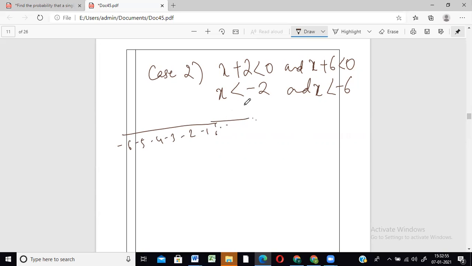So what are they telling you? x is less than -2. So it has to be less than -2, so all of this, and it is also less than minus 6. From here also it is less than minus 6. Suppose you have minus 7, minus 8, it is also less than minus 6 from here.